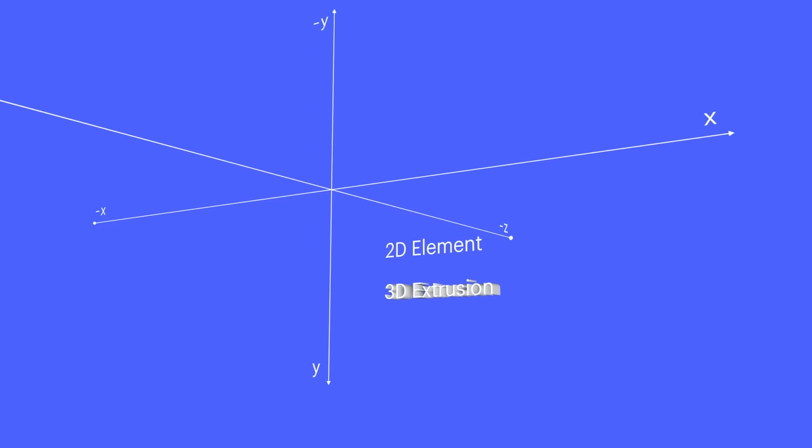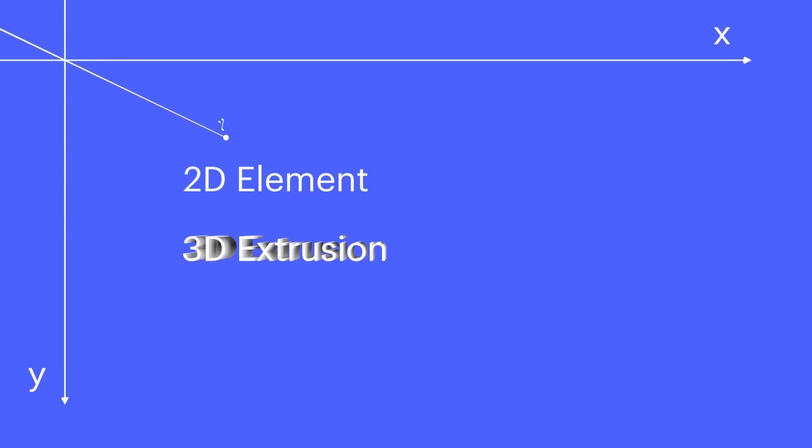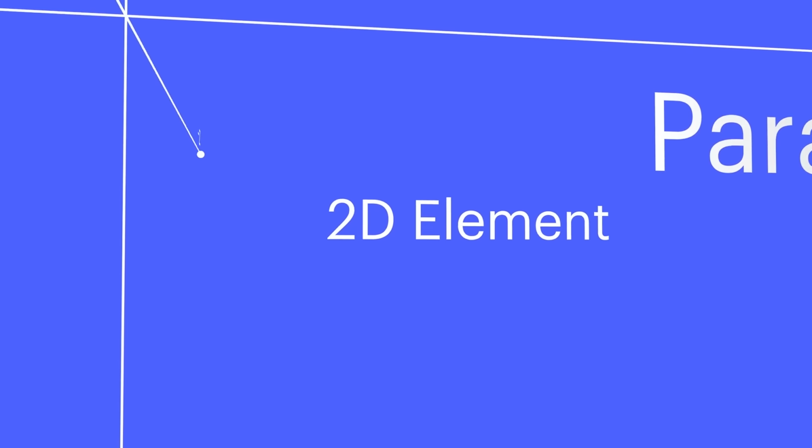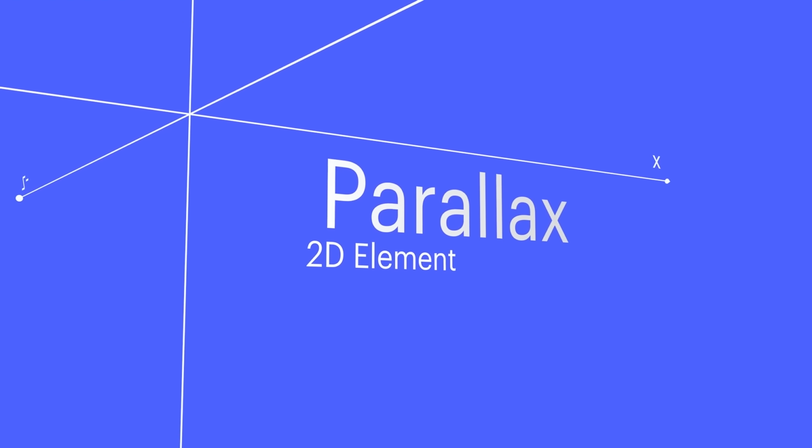Not everything 3D has to be an extrusion. Individual 2D elements, they don't need depth for us to be able to interact with them inside 3D space. We can move them, rotate them, we can do whatever we want with them. But one of the best things about 3D motion is this idea of parallax.